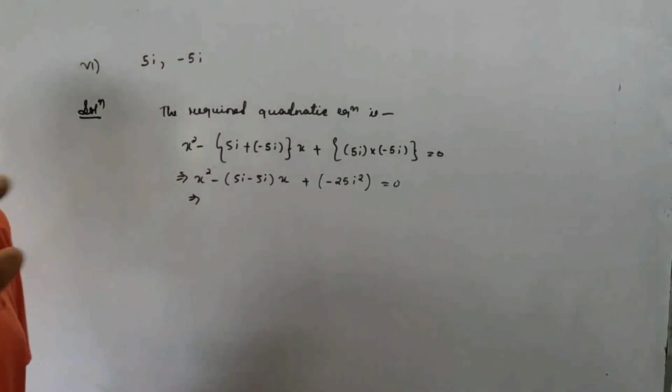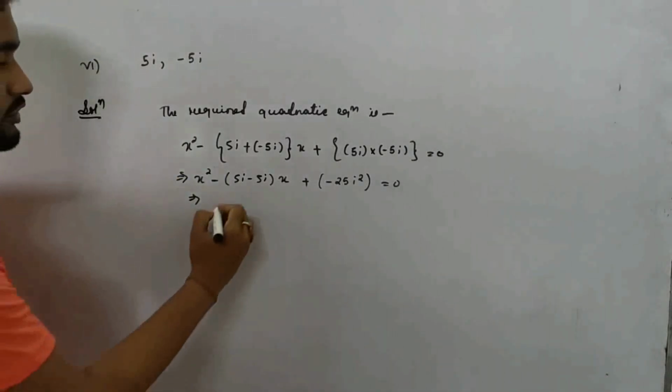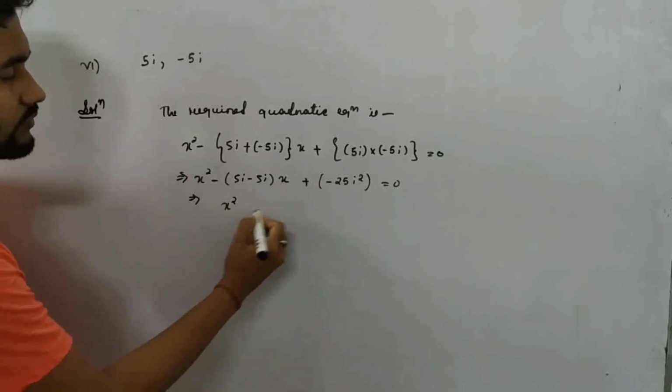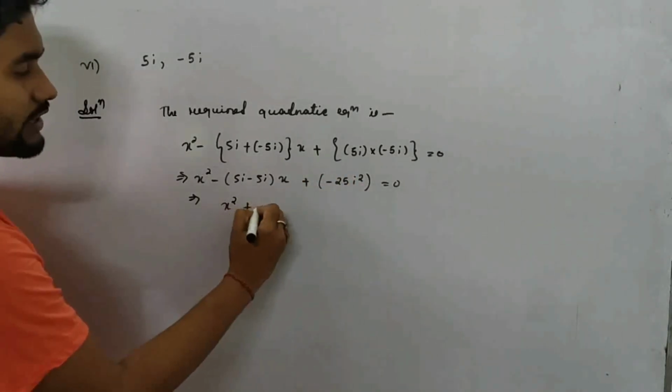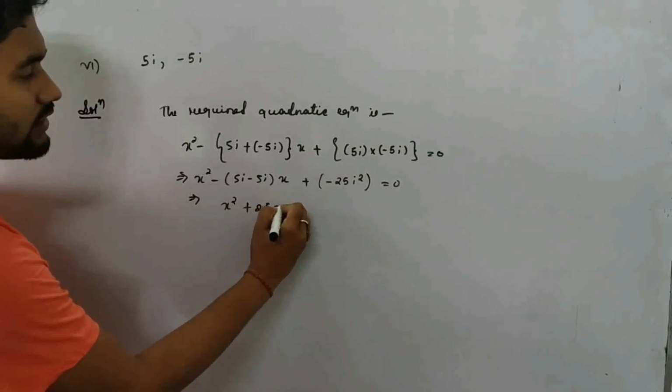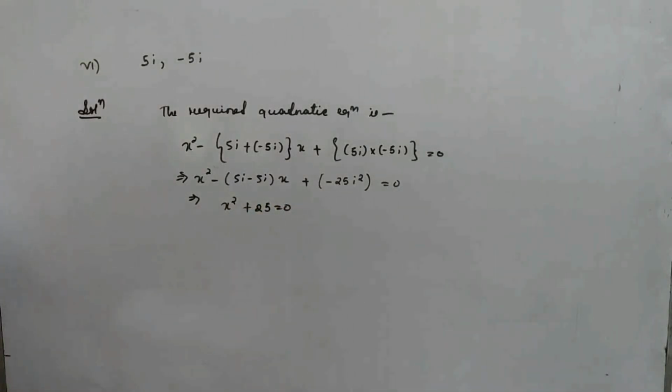This is a pure quadratic equation. Okay. So x square, and i square is what? Minus 1. So minus minus plus. So x square plus 25 will be equal to 0. So this is the answer. Simple thing. This is a pure quadratic equation. Understood? Pure quadratic equation.